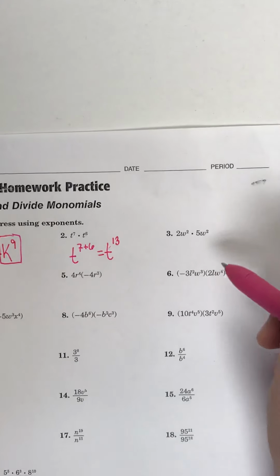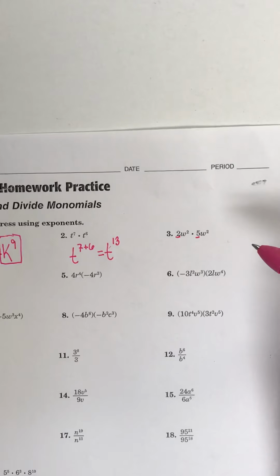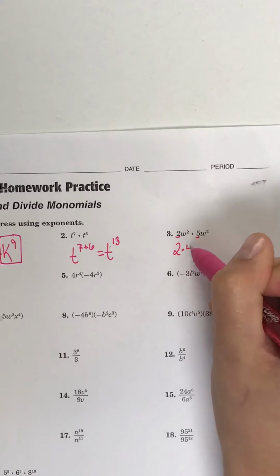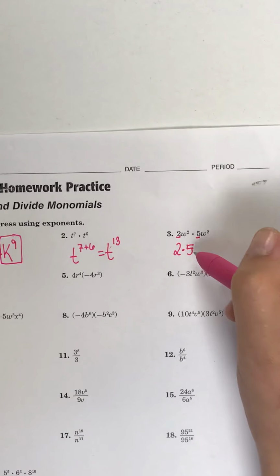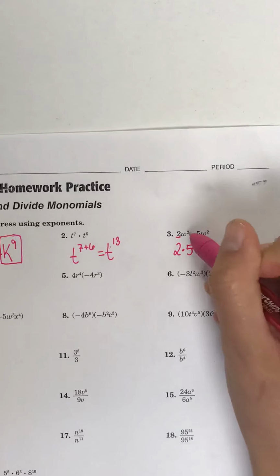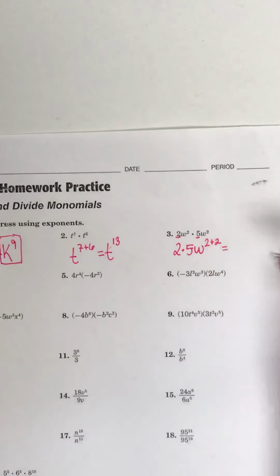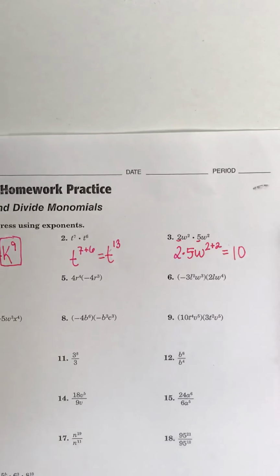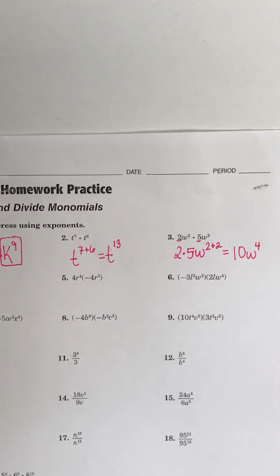If you look at example 3, you're going to notice that I have coefficients, those big numbers that are in front of a letter. If you have coefficients, you want to bring them out in front because those get multiplied together. So 2 times 5 are my coefficients. Once I deal with those, I go to my variable and I have a w. My exponents are 2 plus 2, which then will simplify the problem and give me 2 times 5, which is 10. W drops over. 2 plus 2 gives you 4.